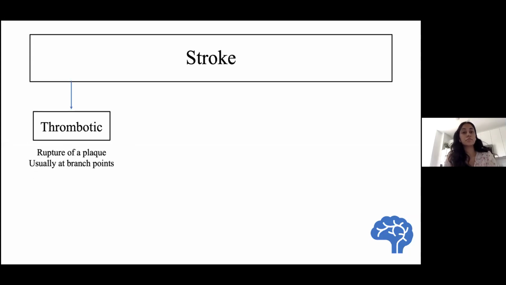When you're looking at stroke, there's many different causes of it. One is thrombotic, where you have rupture of a pre-existing plaque, and now it occludes the complete vessel lumen. Now, plaques tend to form at branch points because you have a lot of turbulent flow and recurring damage occurring to the lumen, which promotes plaque formation.